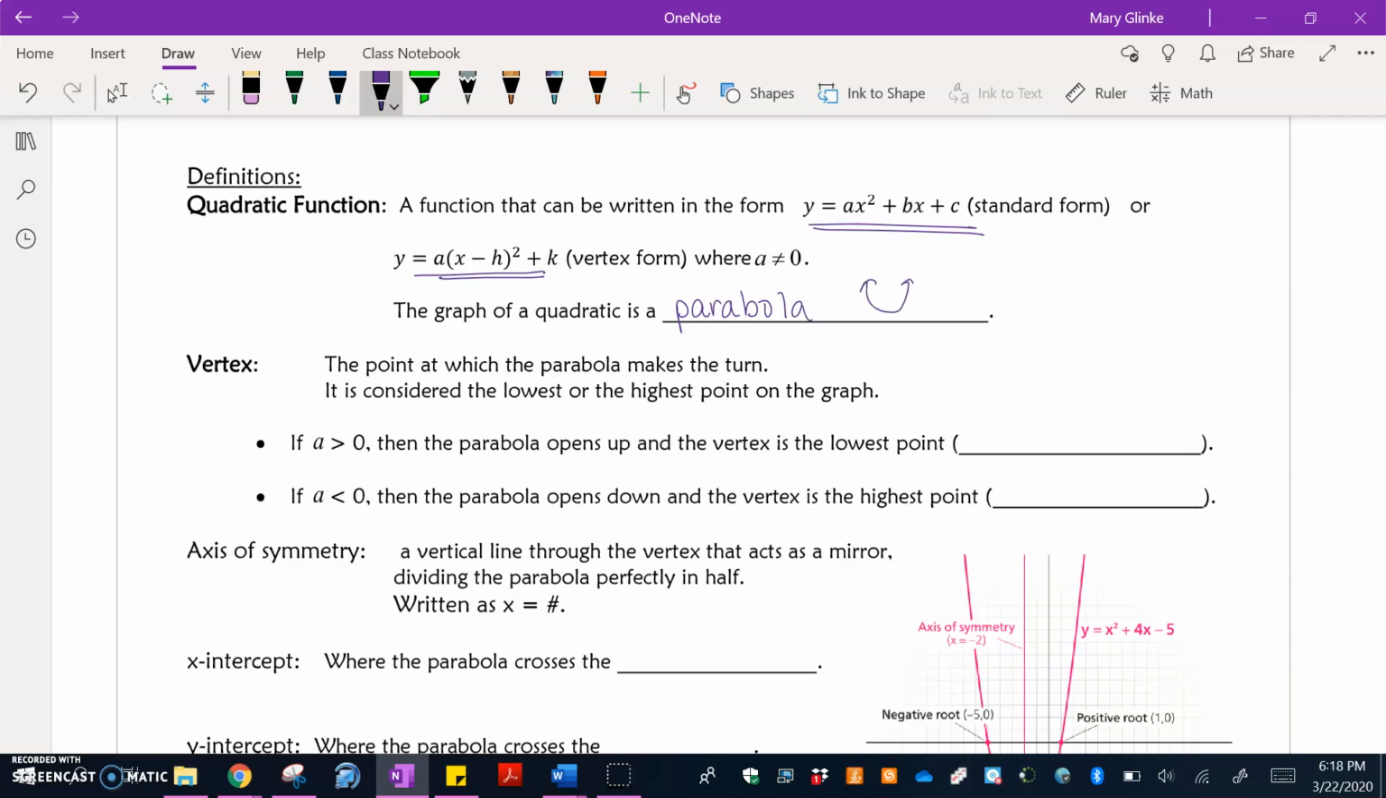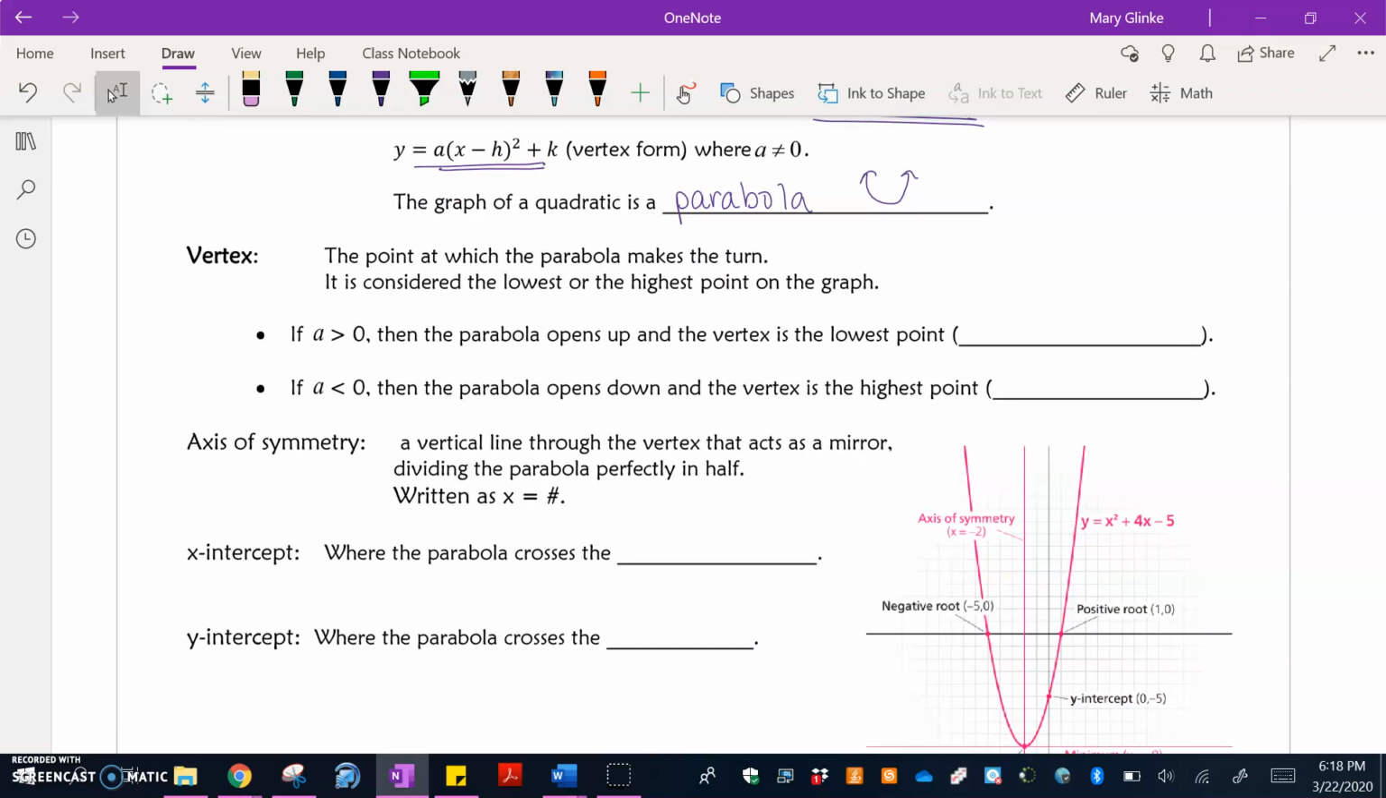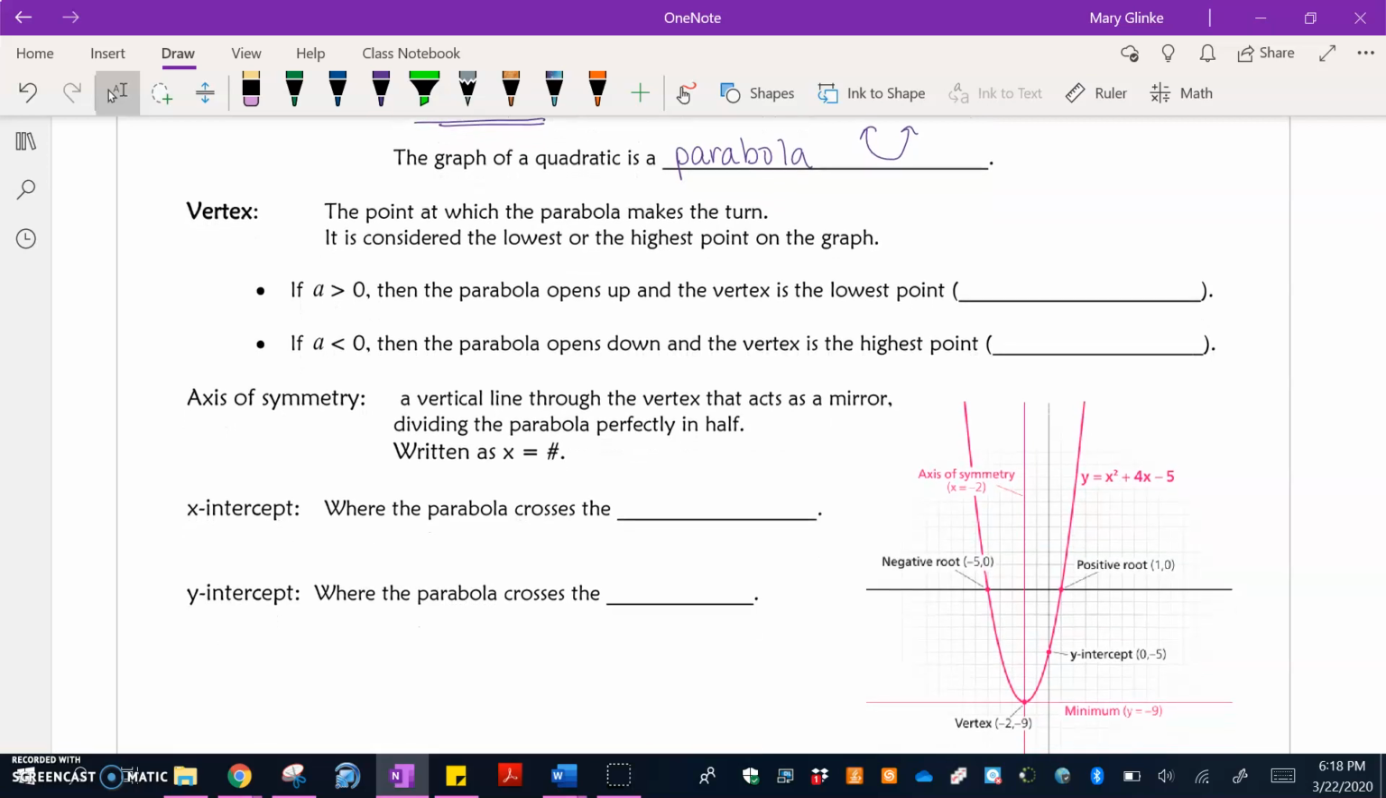If we were to graph a quadratic, the basic graph of a quadratic is called a parabola. It looks like a U and it can be stretched or reflected up and down or left and right. The vertex is going to be where our parabola goes from decreasing to increasing or vice versa. It is either going to be the highest or the lowest point on the graph.